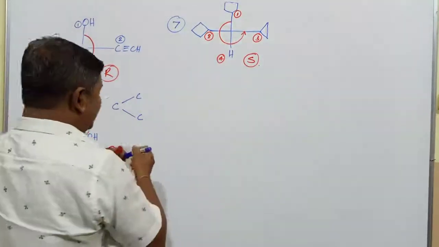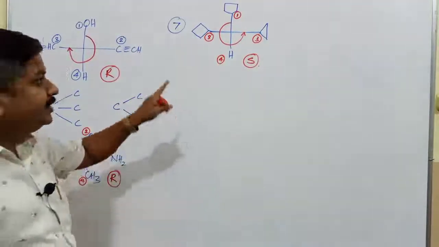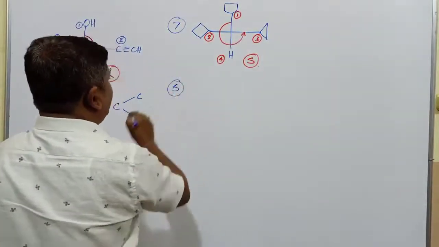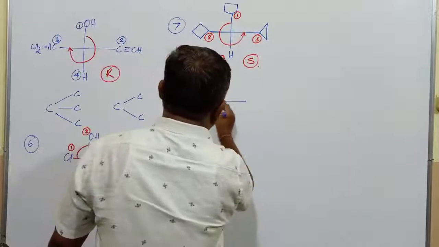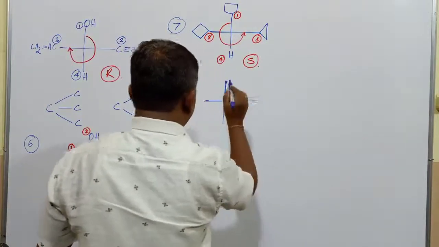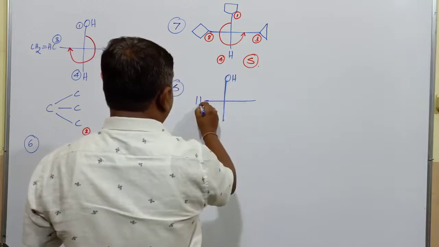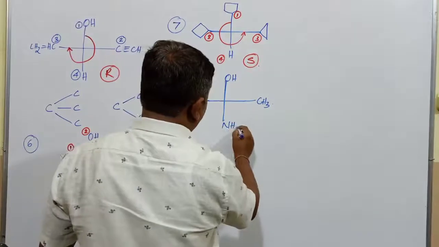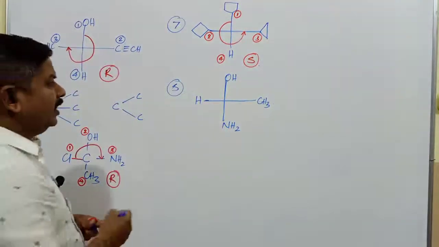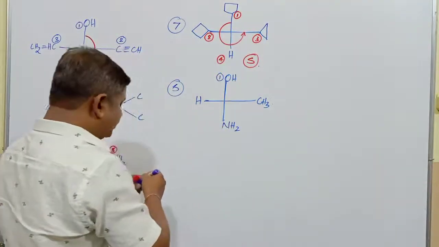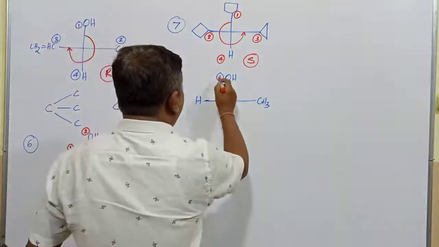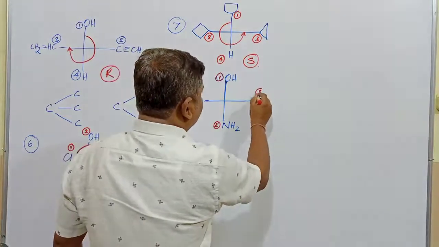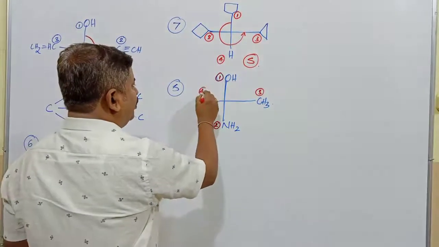Now I will go with a particular example where the lowest priority group is not present in vertical position. In that case, how to identify the configuration of the molecule? If I take one simple example, this is OH, this is hydrogen, next one is the methyl group, and here it is going to be the NH2 group. Oxygen, whose atomic number is 8, has the highest priority, number 1 priority. Second priority goes to nitrogen because its atomic number is 7, carbon with atomic number 6 is third priority, and this is fourth priority.